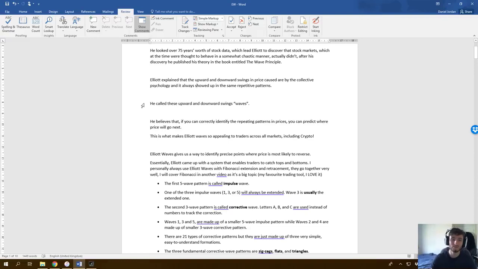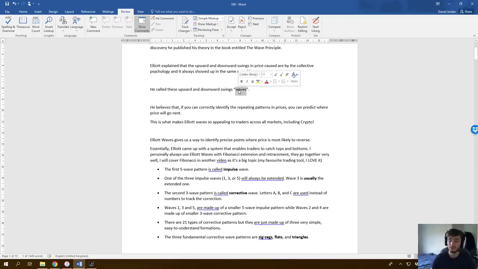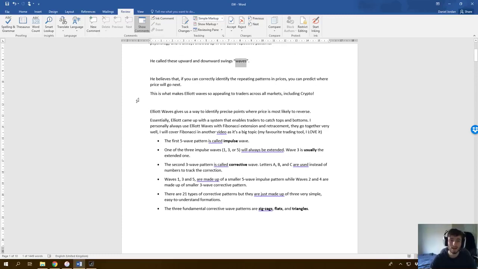So Elliott explained that the upwards and downward swings in price are caused by the collective psychology, and it always showed up in the same repetitive patterns. Okay, he called these upwards and downward swings waves, so that's where we get the name Elliott waves from. His surname Elliott combined with what he found to be the waves, so Elliott waves. Nice to know. He believes that if you can correctly identify the repeating patterns in prices, you can predict where the price will go next.